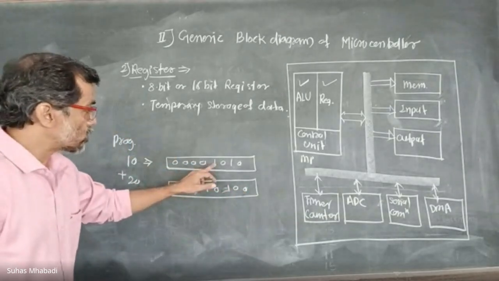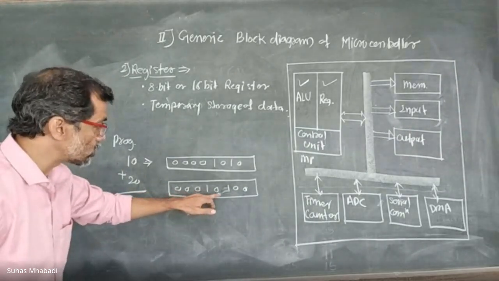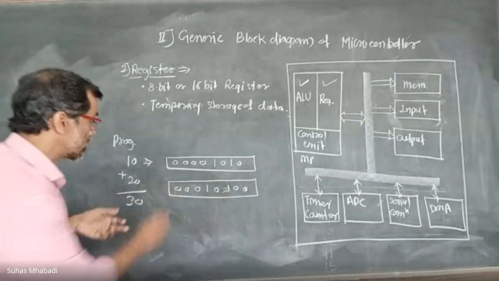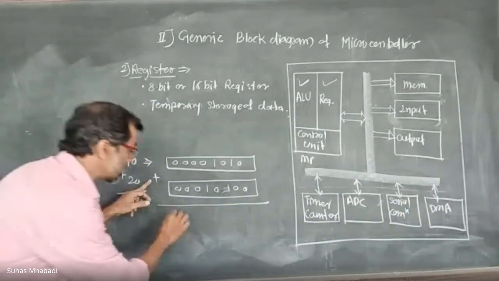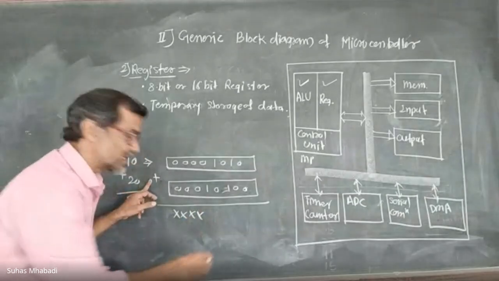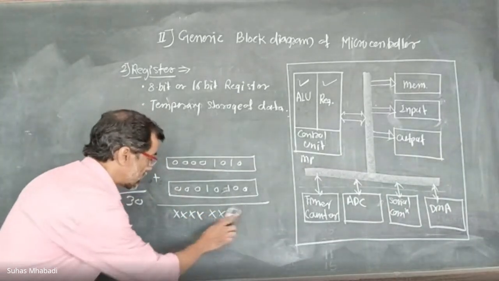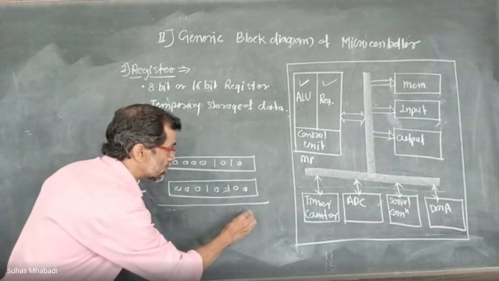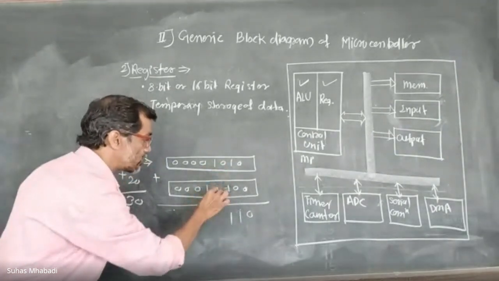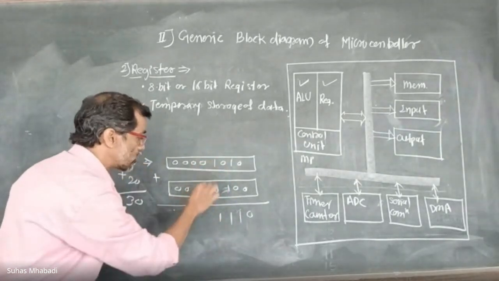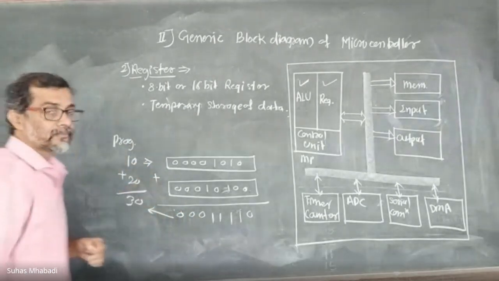0, 0, 0, 0, 1, 0, 1, 0 means 20, over which I want to perform the operation of addition, and then I am going to get some result of addition. How to add it? 0 plus 0 should be 0, 1 plus 0 is 1, 0 plus 1 is 1, 1 plus 0 is 1, 0 plus 1 is 1, remaining bits will be 0. And this is my answer.